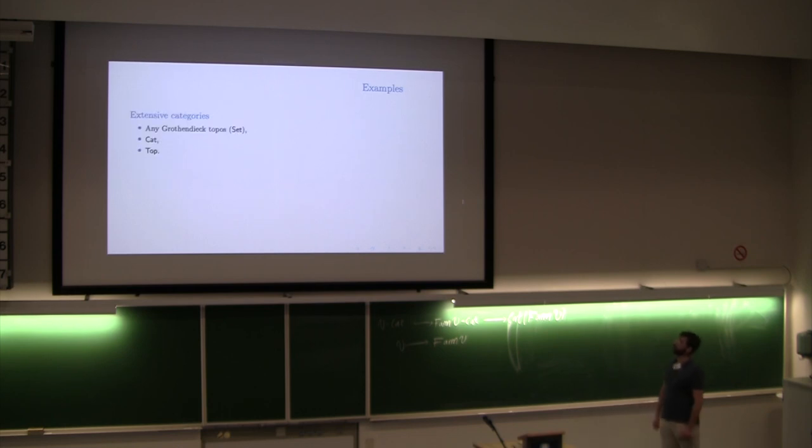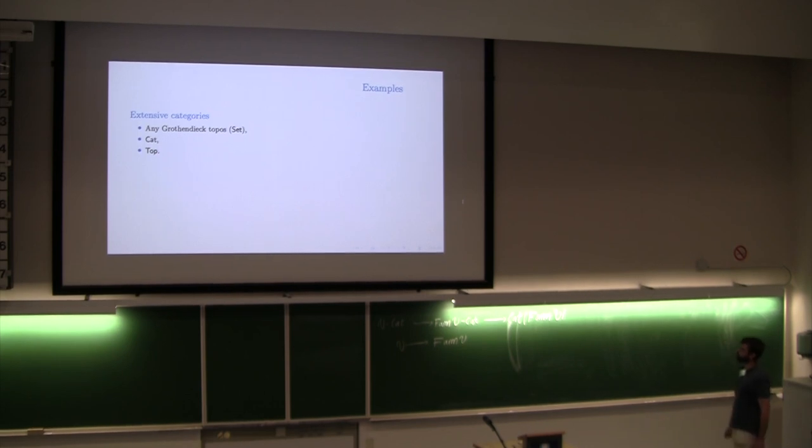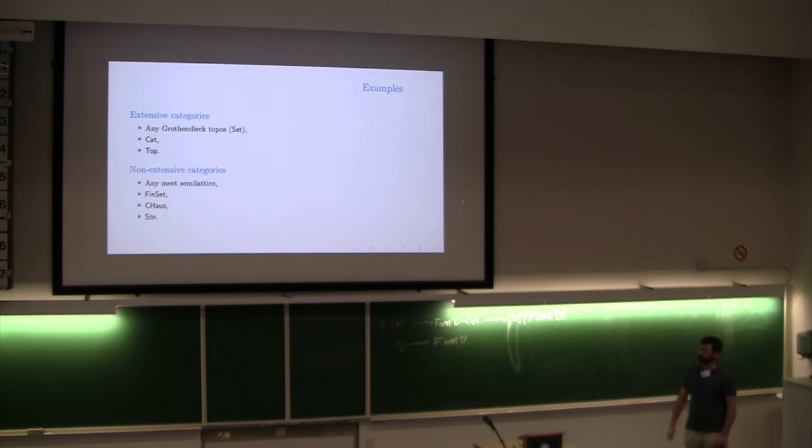Examples of extensive categories are any Grothendieck topos, such as the category of sets, the category of topological spaces, and the category of categories. Some other known examples are any semilattice, or any thin category with finite limits. The category of finite sets, because it only has finite coproducts, and then we have the compact Hausdorff spaces and Stone spaces. Those last three are finitely extensive, but they do not have all small coproducts.